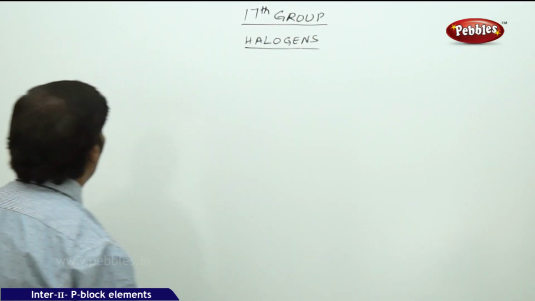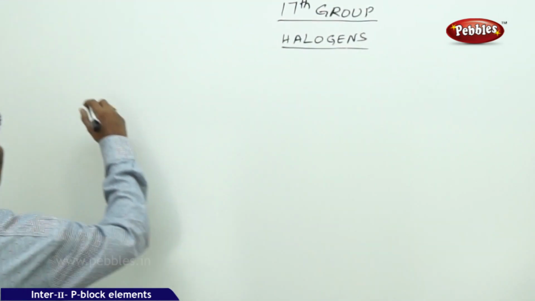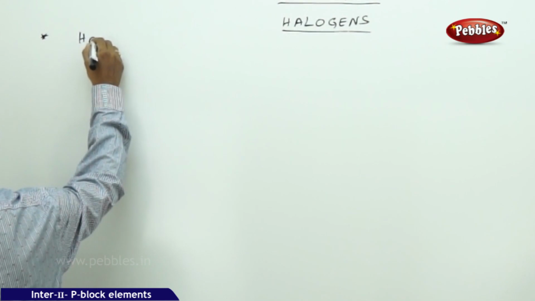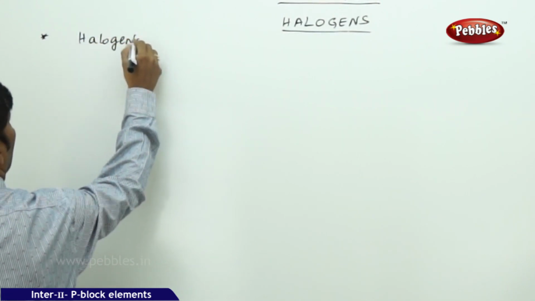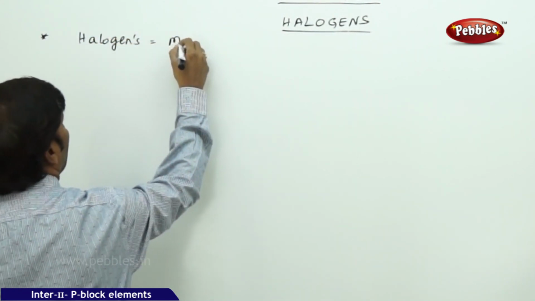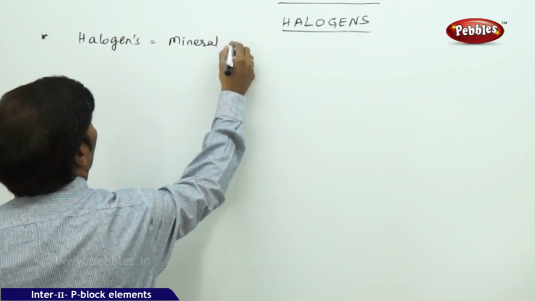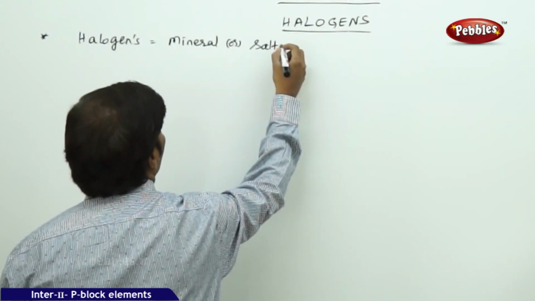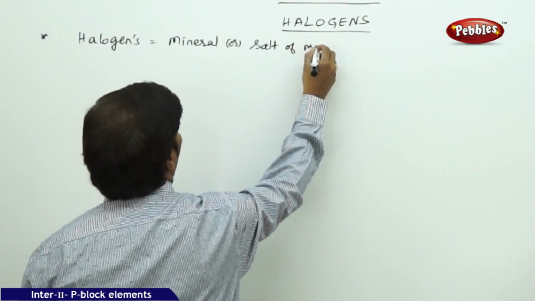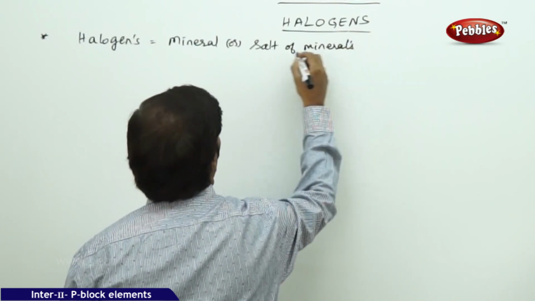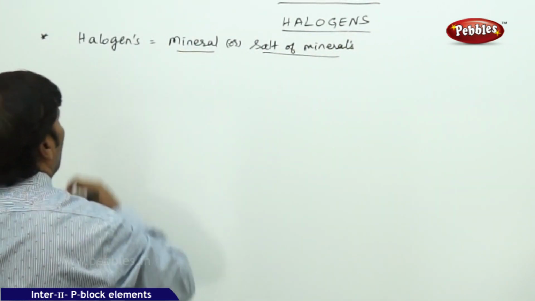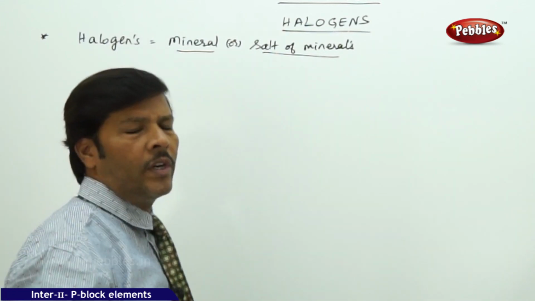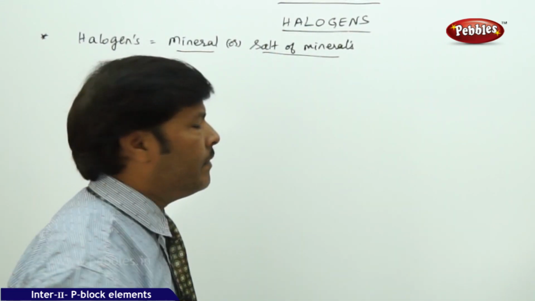Let me continue with the topic. They are called halogens because they have the mineral salt forming tendency, the salt of minerals forming tendency. That's why they are called halogens. So if you take the different mineral ores of fluorine, chlorine, bromine and iodine, they have different sources.